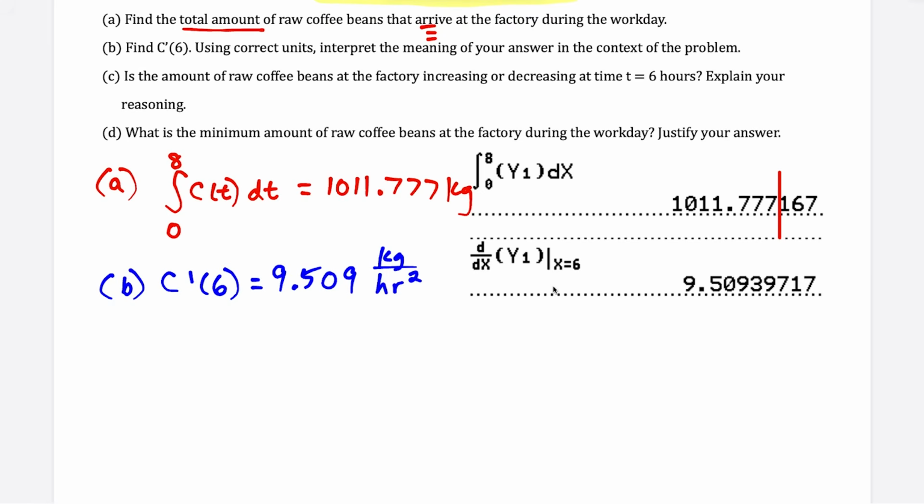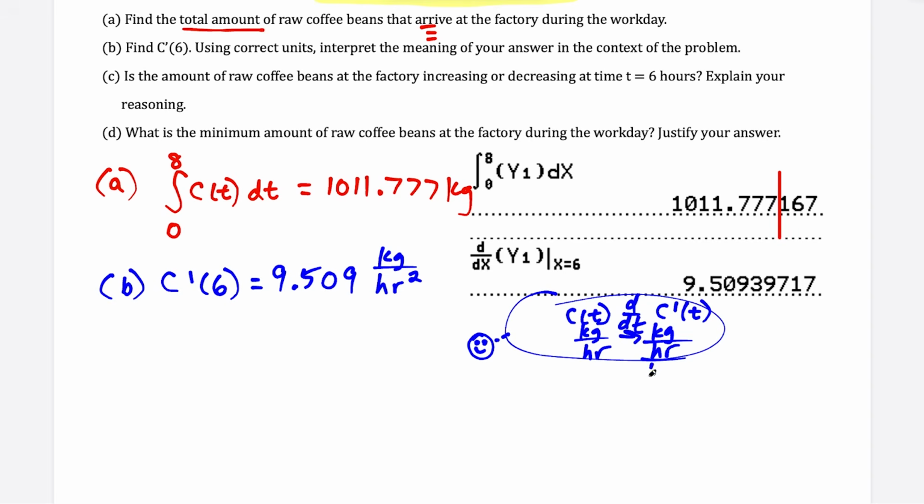That was the units they started us with. So what you want to think about is if you're starting off with units of kilograms per hour. So let's just think about this. The units for C of t are kilograms per hour. And if we were to take a derivative with respect to time, all that's going to do is bump this up by a power of 2 on bottom. So the next unit would be kilograms per hour squared. Technically, I could say kilograms per hour per hour, but that would simplify algebraically to kilograms per hour squared.